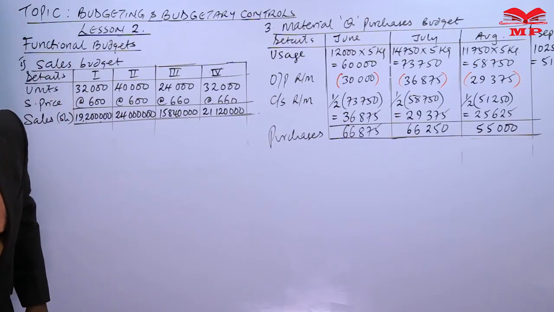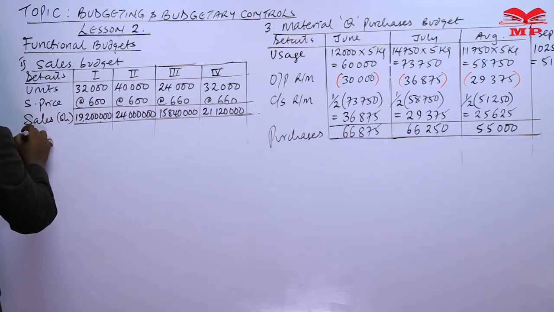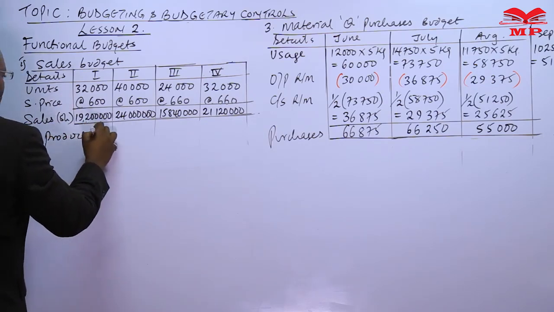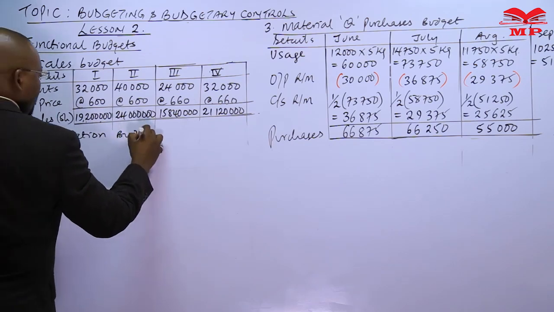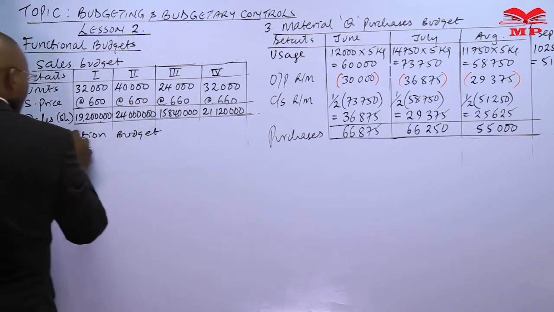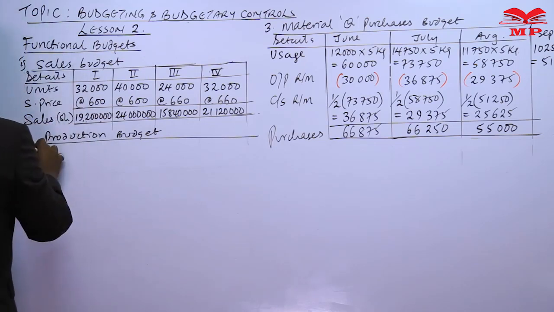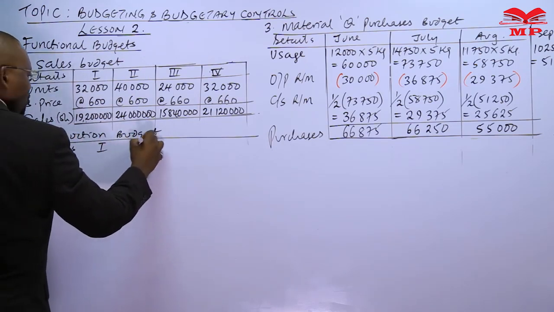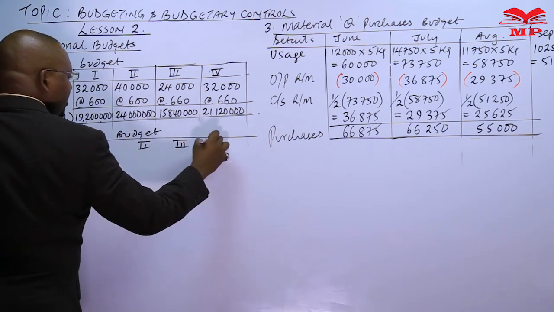The next one is the production budget. So Roman 2 is the production budget. So you still have details. We have quarter 1, 2, 3, and you have quarter 4.